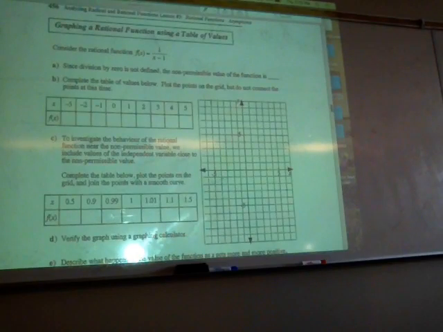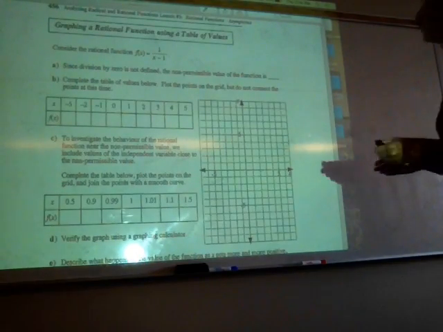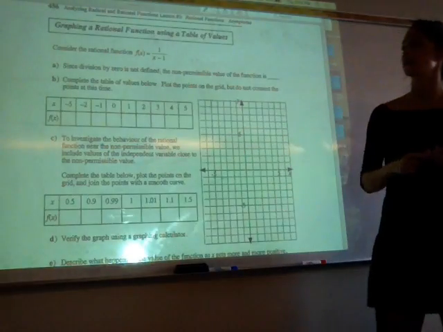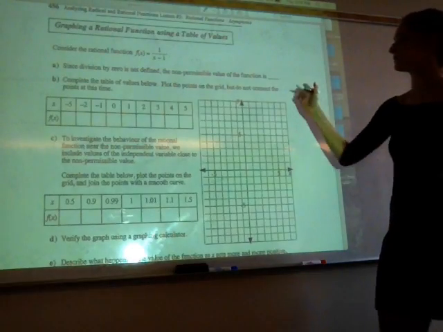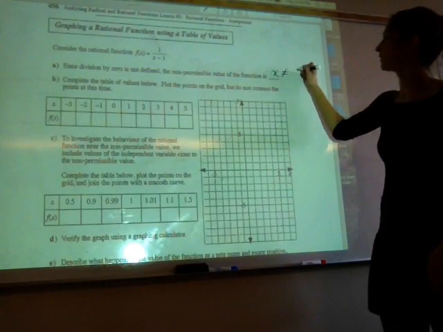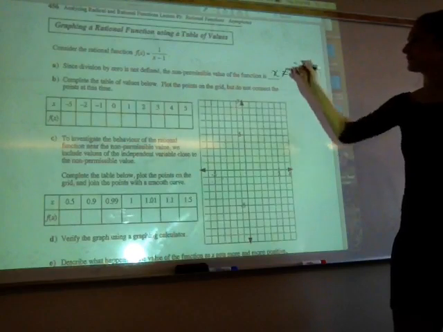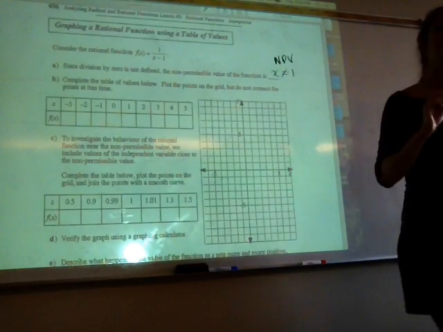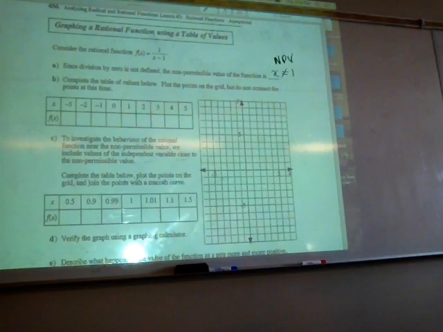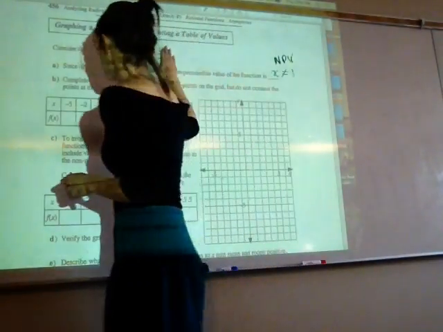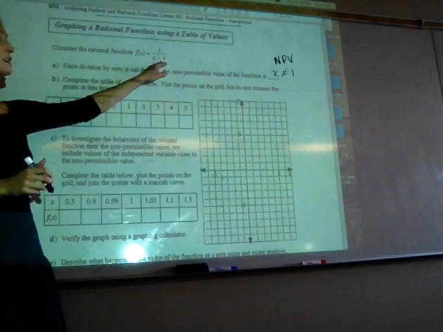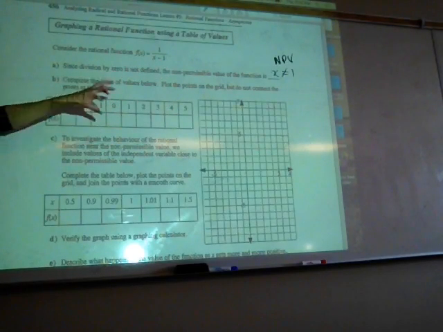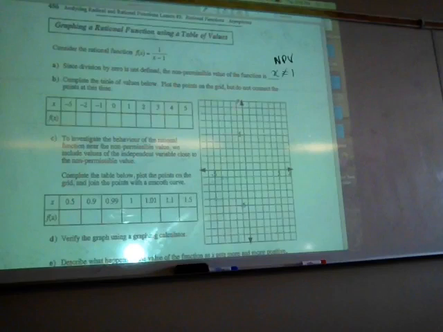So let's just explore a general graph of a rational function, and the one that we're given is 1 over x minus 1. If we were looking just at the denominator, what would be your non-permissible value? 1. So we'd say that x cannot equal 1. That's your NPV, non-permissible value. Using this rational function, 1 over x minus 1, let's plug in some values of x into the equation to get some values of y. From there we'll plot the points and see if we can determine the shape of the graph.